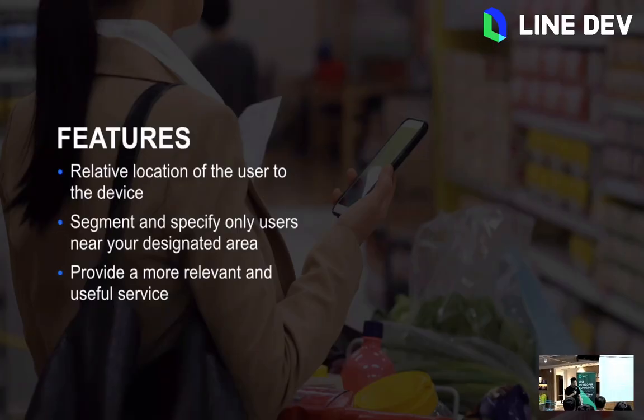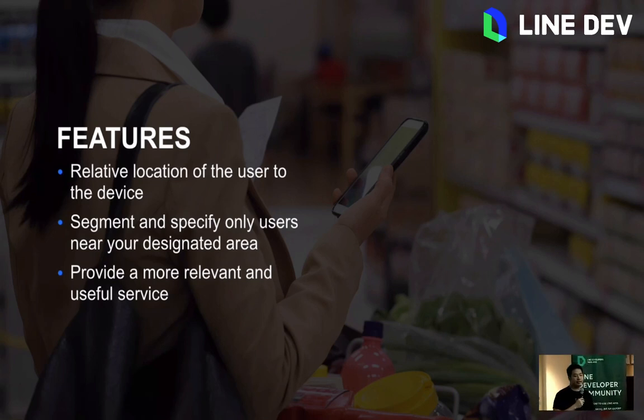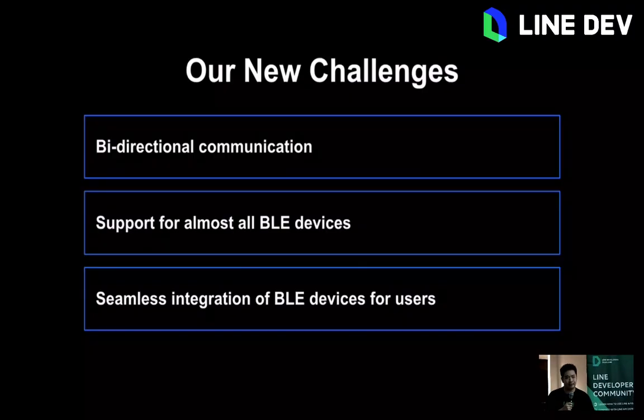So the features of Line Beacon is that it allows you, the developer, to get the relative location of the user relative to the device, which then lets you segment and specify only users near your designated area. And thus, you can provide a more relevant and useful service for your users. But we didn't want to stop there, so we decided to give ourselves some new challenges.